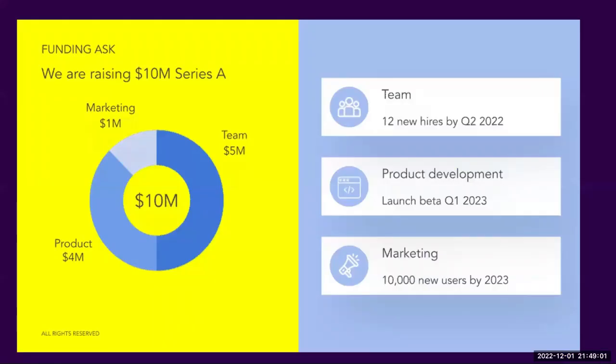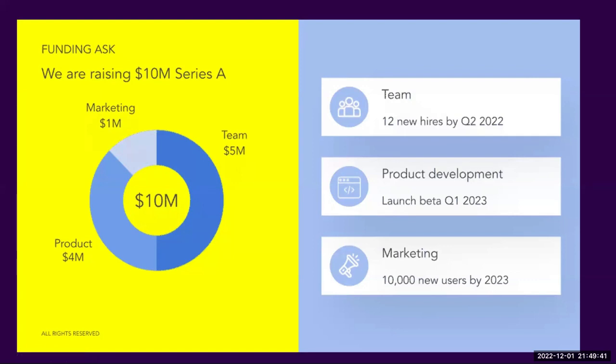So here are a couple of examples. I want to raise $10 million, of which I'm going to spend five on the team, four on product development, and one on marketing. Then I need to show what I'm going to achieve. I need to hire 12 more people by second quarter 2022. In terms of product development, I want to launch the beta version of my system by quarter one, 2023. And for marketing, I'm going to have 10,000 new users by 2023.